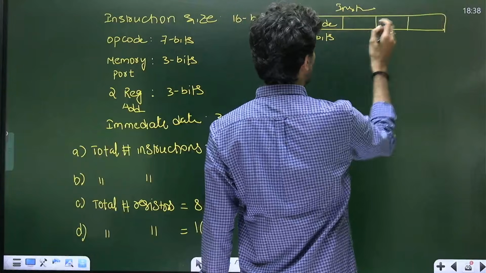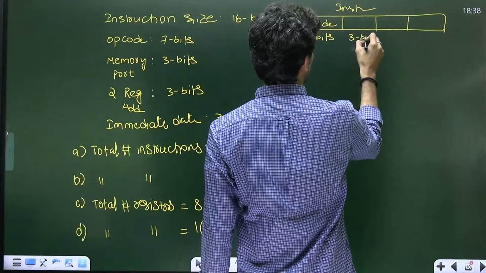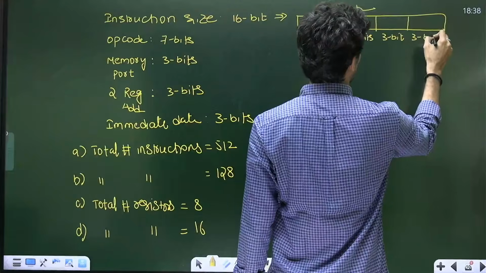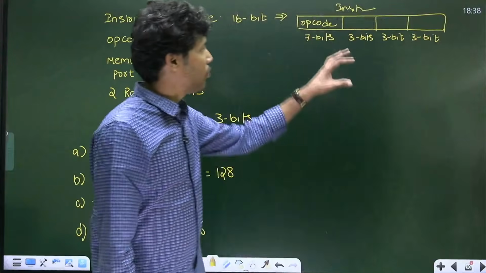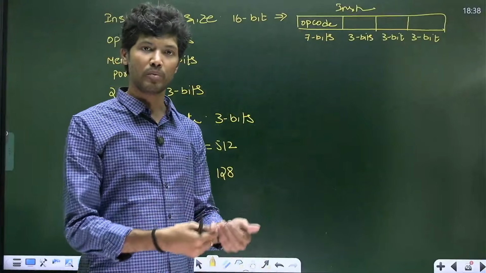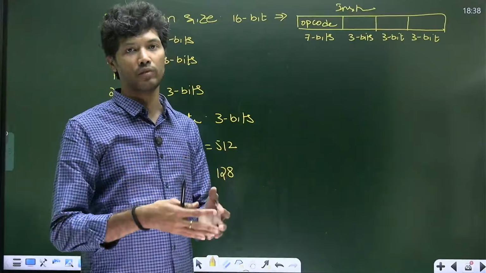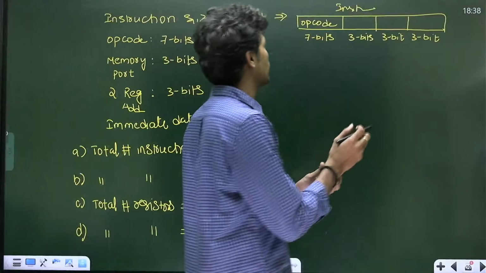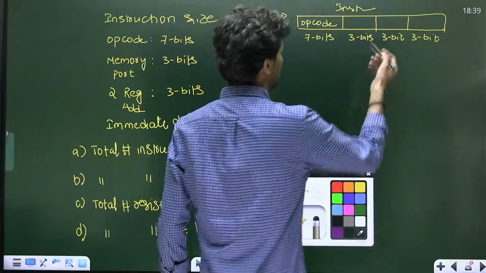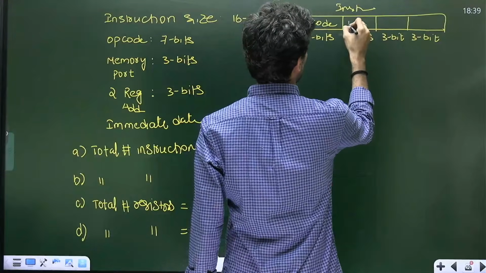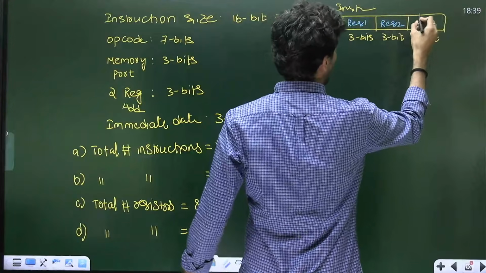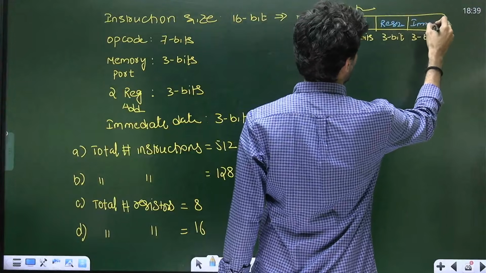And then we have 3 boxes each of 3 bits. This is a 3 bit, this is a 3 bit, and this is also a 3 bit. Okay, so what are these boxes for? These boxes are for either registers or memory or immediate data, or a combination of any of these things. Okay, so here what are we using? One combination could be, here we are using register 1, here we are using register 2, and maybe here we are having immediate data.